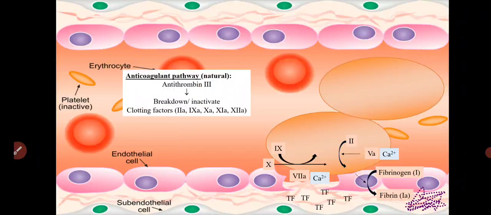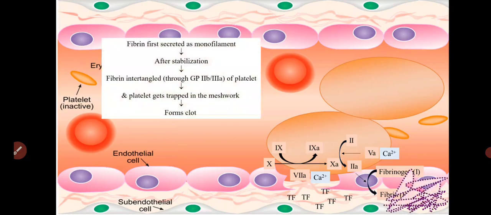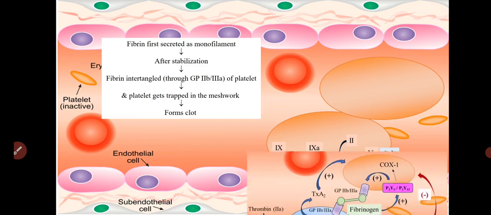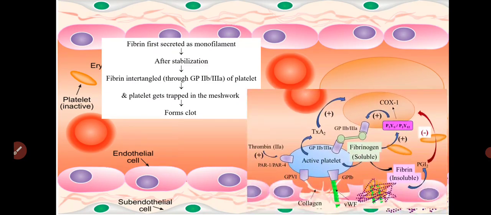So naturally there is a presence of an anticoagulant pathway, that is antithrombin 3, which breaks down or inactivates clotting factors such as 2A, 9A, 10A, 11A and 12A. The fibrin which is formed is first secreted as monofilament. After stabilization, the fibrin gets intertangled through glycoprotein 2b 3a of platelets, and these platelets get trapped in the meshwork and form a clot.